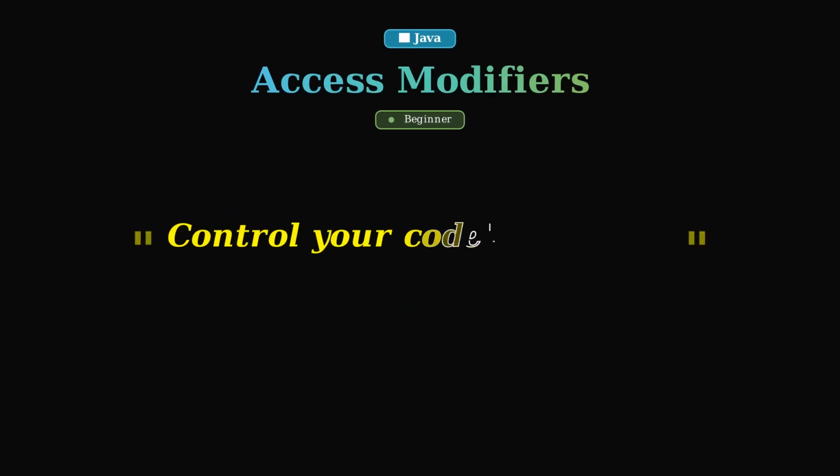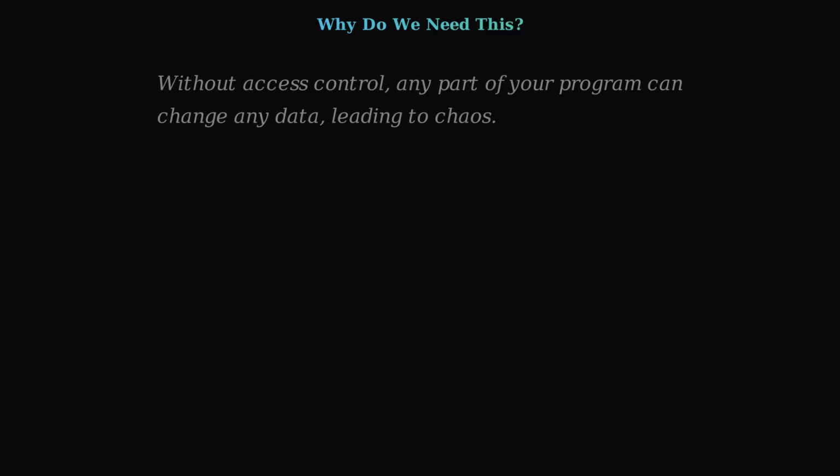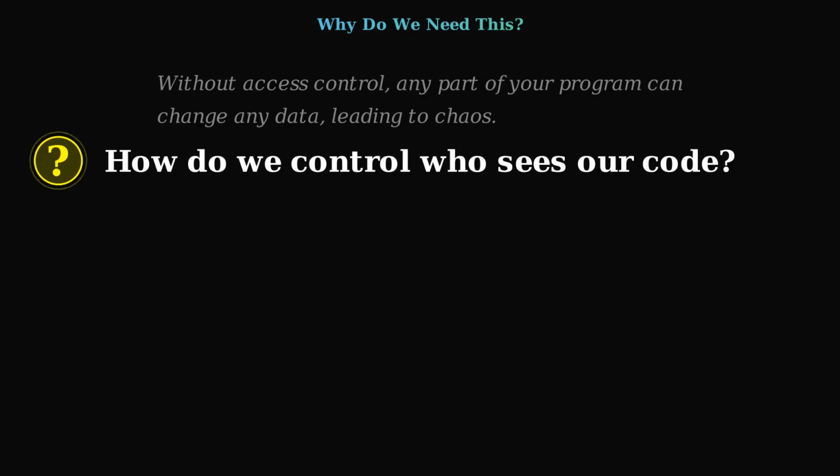Welcome to Access Modifiers. Control your code's visibility. Here is what we will learn. Let's get started. Why do we need this concept? Without access control, any part of your program can change any data, leading to chaos. How do we control who sees our code?